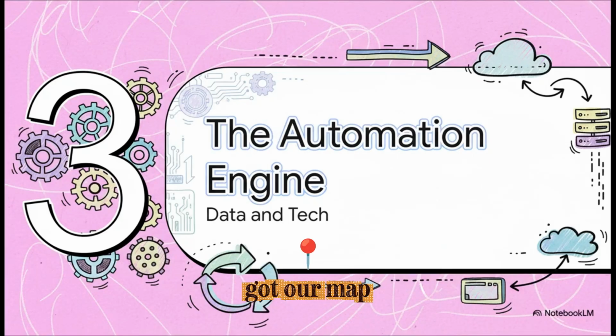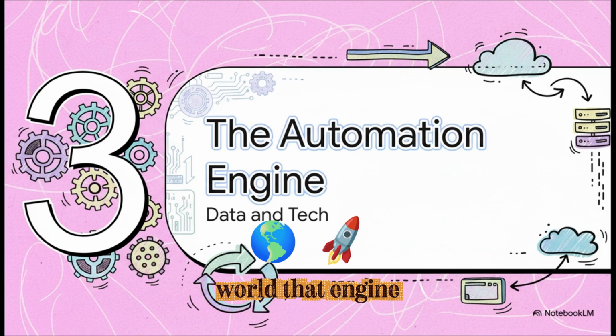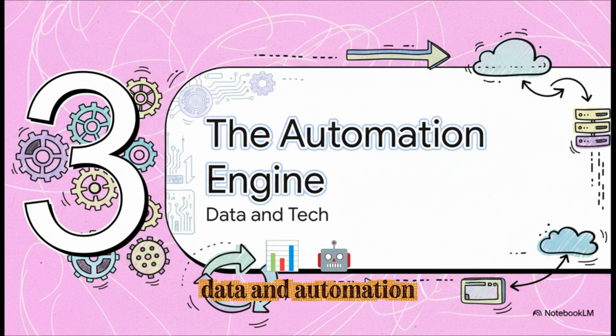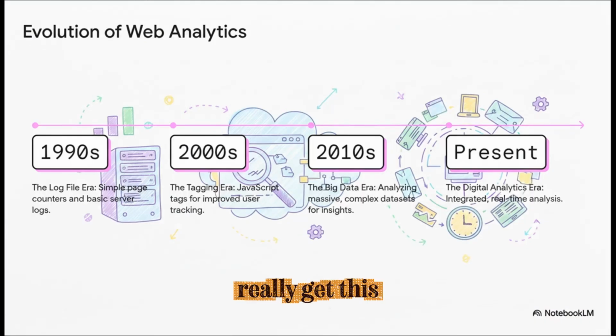Okay, so we've got our map. Now we need an engine to actually power the journey through it. And in today's world, that engine is built with data and automation. To really get this engine, you've got to appreciate just how far we've come. Back in the 90s, all we had were these simple page counters. Then in the 2000s, JavaScript tags came along and gave us much better data. That kicked off the big data era, and now we're in the digital analytics era with these incredible integrated systems giving us real-time insights into exactly what our customers are doing.